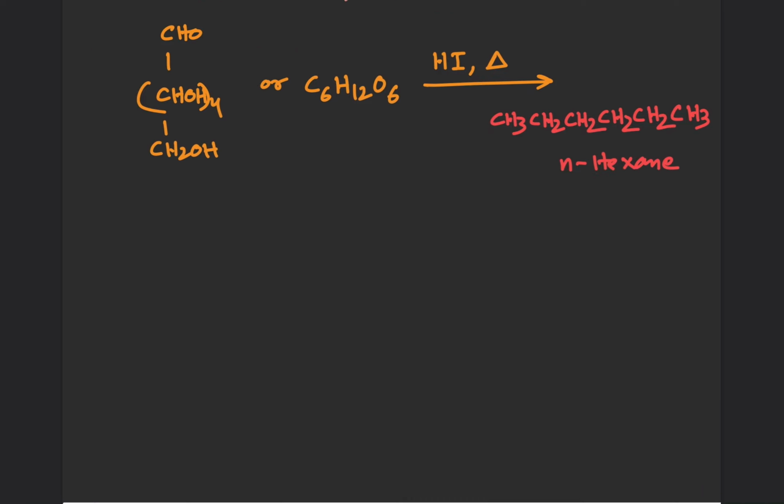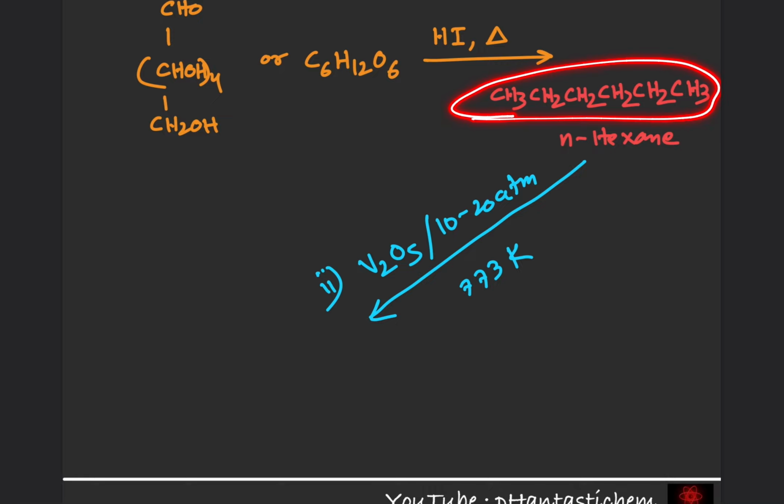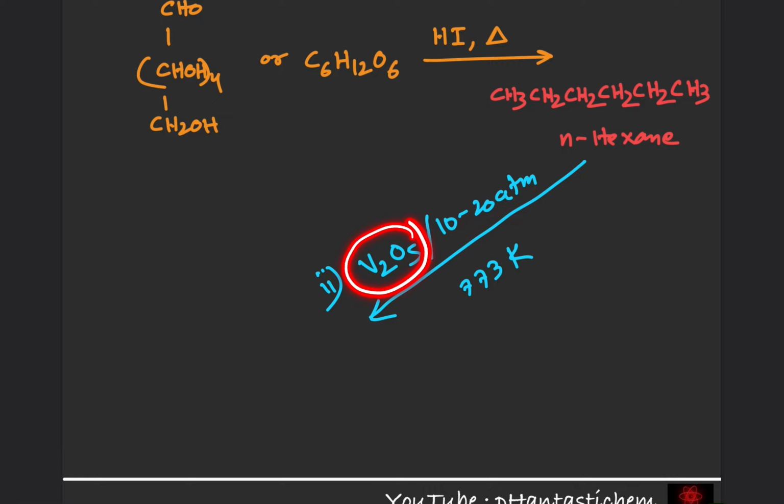Then n-hexane is subjected to the second set of reagents, that is V2O5, 10 to 20 atmosphere, and 773 Kelvin. Okay, so we should know that when alkanes containing 6 carbon atoms, for example n-hexane, are heated to about 773 Kelvin under 10 to 20 atmosphere in presence of a catalyst consisting of oxides of vanadium, they get converted into the corresponding aromatic hydrocarbon, that is benzene.